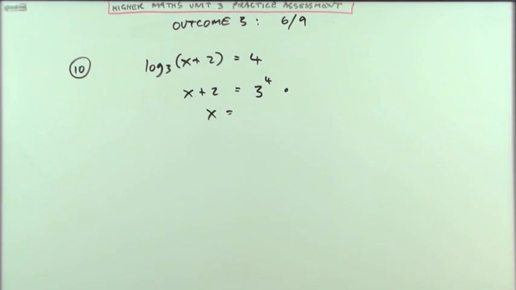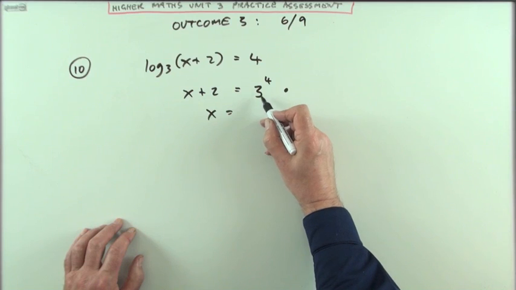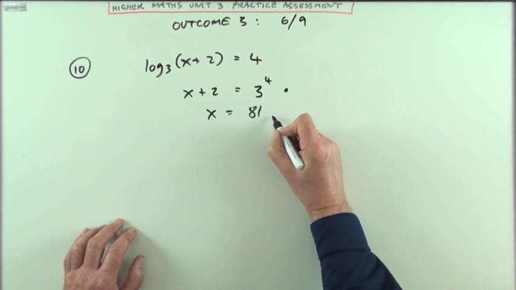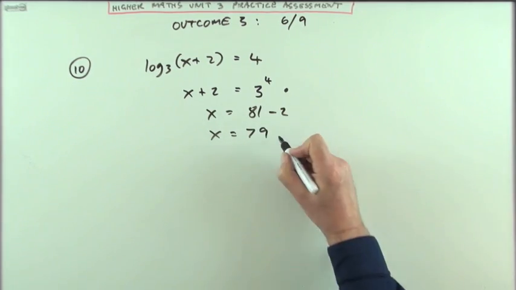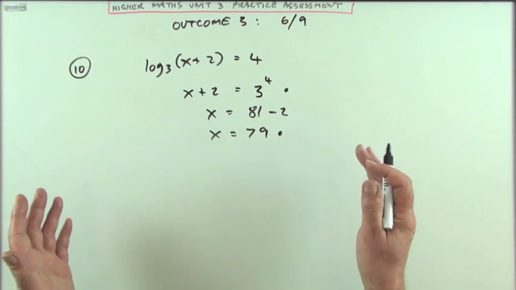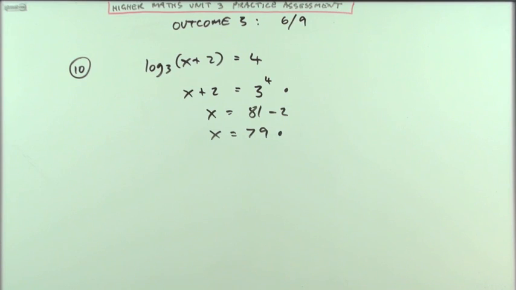So there's the first mark for applying the inverse. And then subtracting 2 from that. Well, 3 to the 4 or 9 nines are 81. Subtract 2 means x is 79. That's the second mark. And that completes all 9 marks for outcome 3.